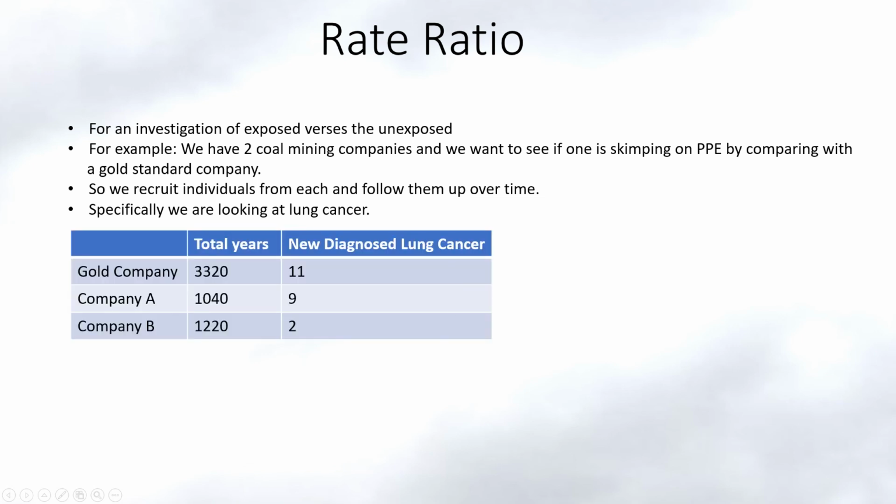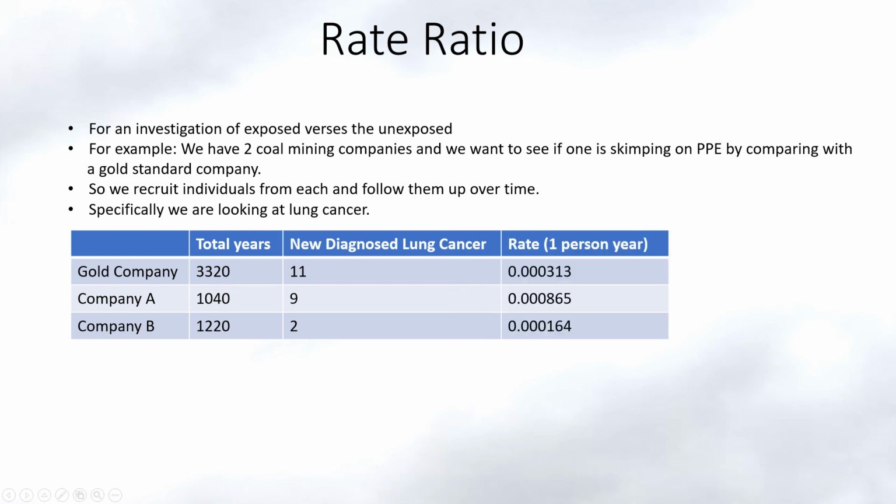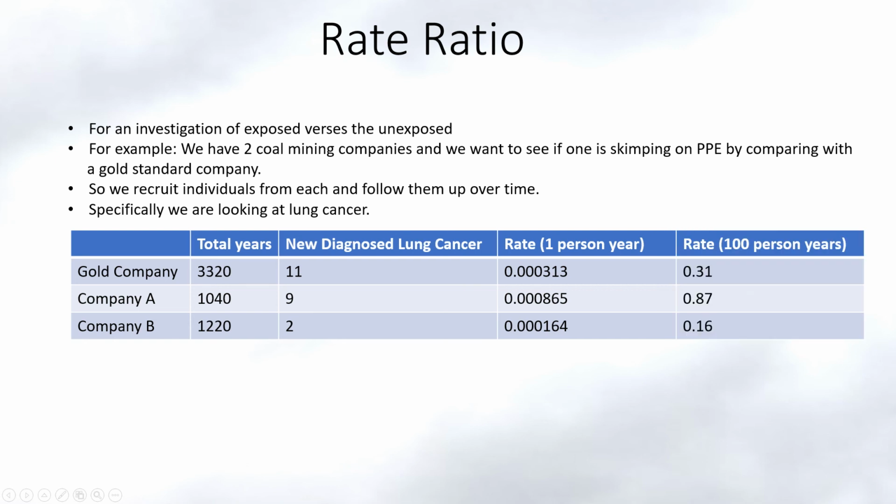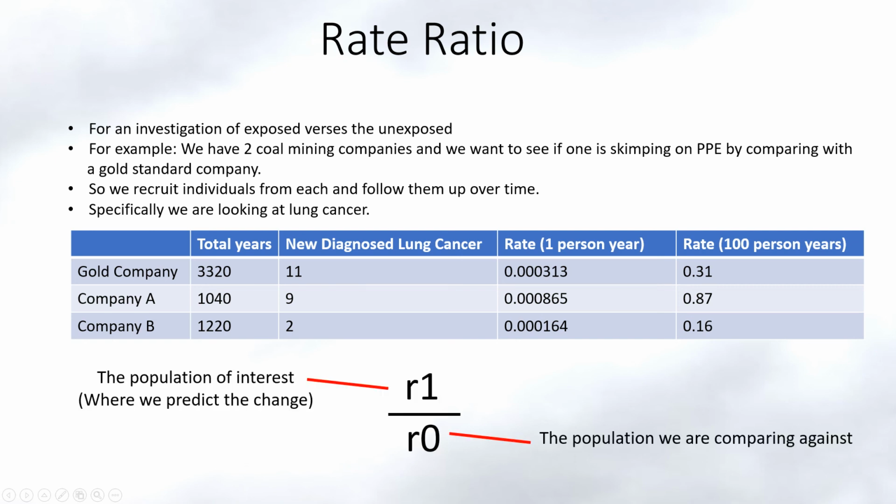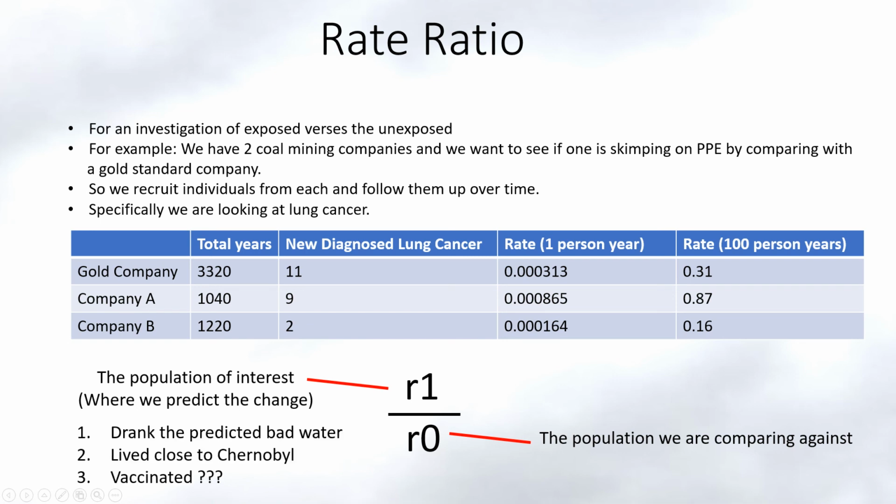Right then, here's our result. We got total person years for each of them, and we got new diagnosed lung cancer. Cool. We got our rates per 1 person year, rates per 100 person year. How fantastic. So what we're going to do with this is R1 divided by R0. R1 is the population of interest, where we predict the change, versus the population we're comparing against.